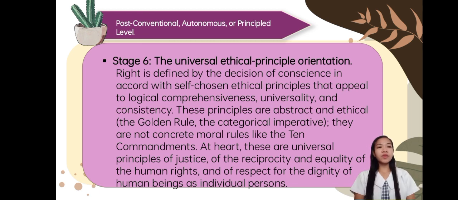This level of moral reasoning is based on universal ethical principles and abstract reasoning. At this stage, individuals are able to make decisions based on universal principles, and people follow these internalized principles of justice even if they conflict with laws and rules.